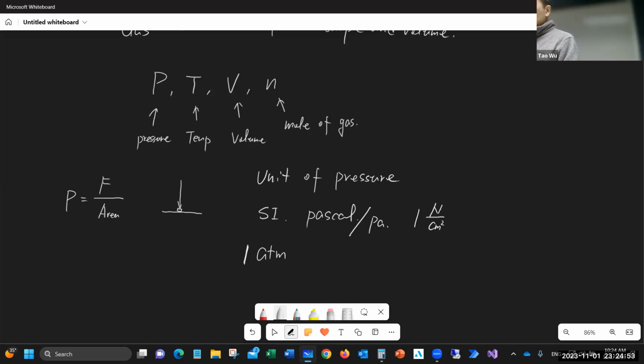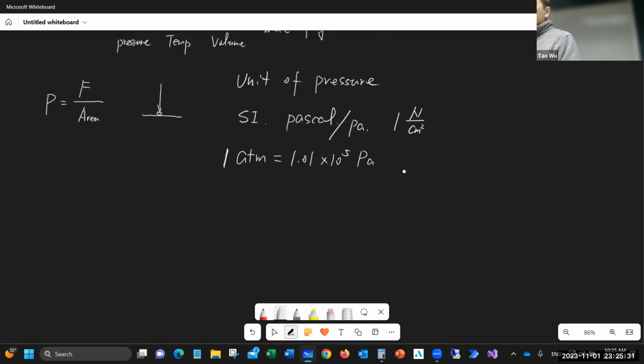So 1 atmosphere is generally the normal pressure that's applied on our body now. Also Earth, the environment, usually has a pressure of 1 atmosphere. So 1 atmosphere is equal to 1.01 times 10 to the 5th Pascal. You see, that's why we talk about the Pascal being a really, really small unit. We're not going to use this unit.